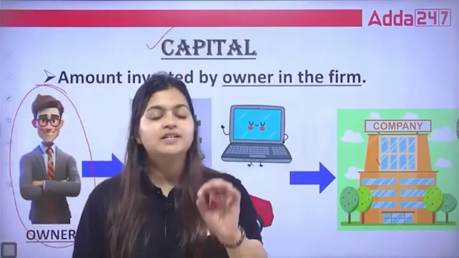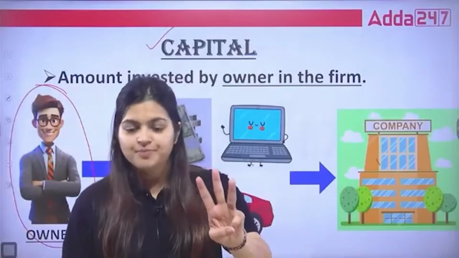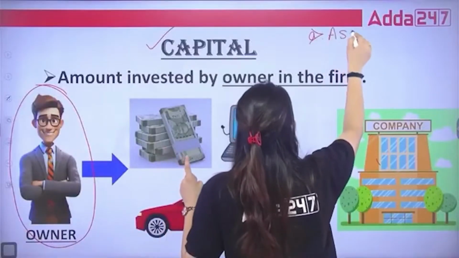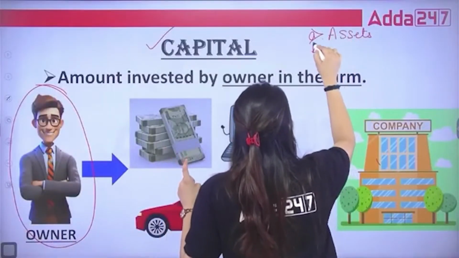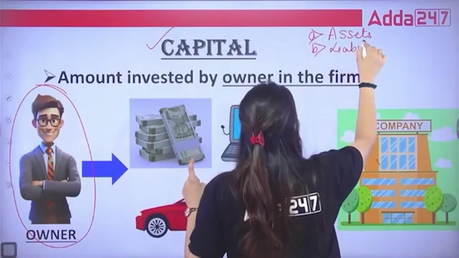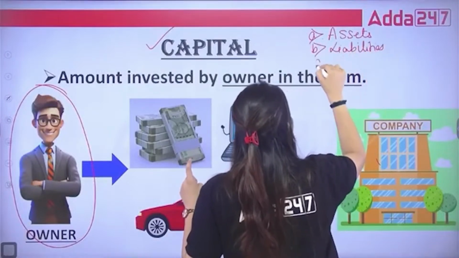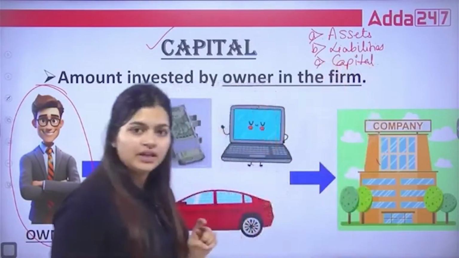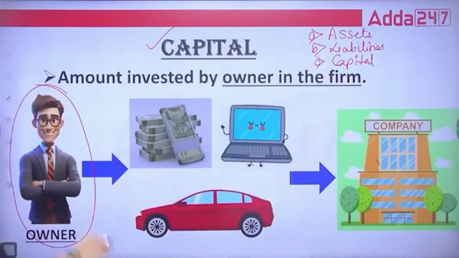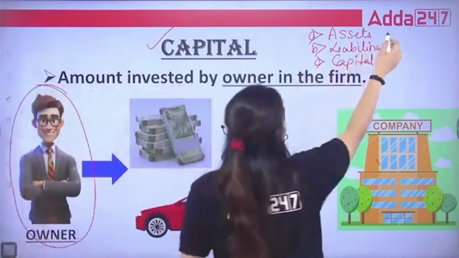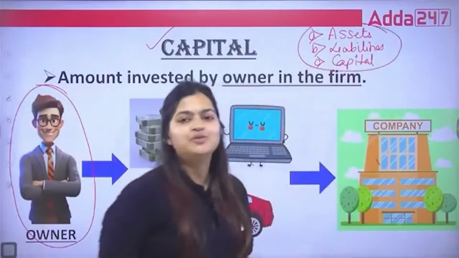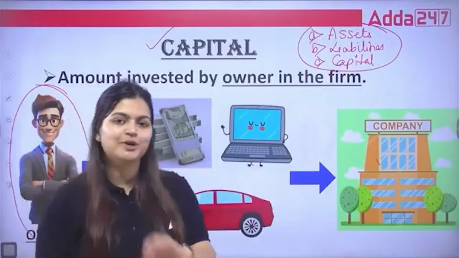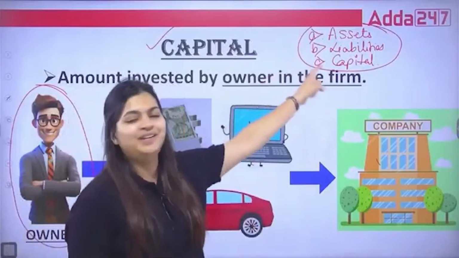So these are your three important terms. Again, I am saying we have completed three important terms: first, assets; second, liabilities; and third, your capital. Now, based on these three terms only, you are going to solve your balance sheet equation. Your balance sheet equation is all about these three terms.